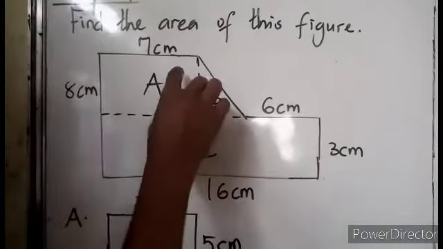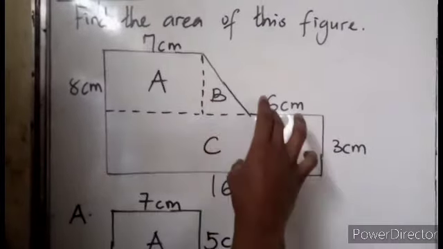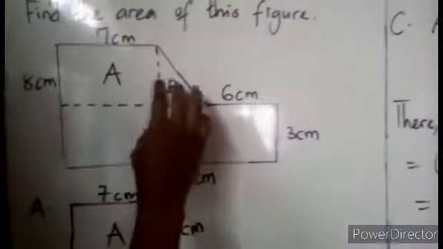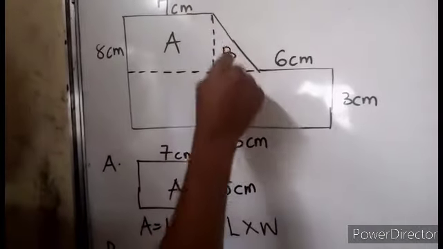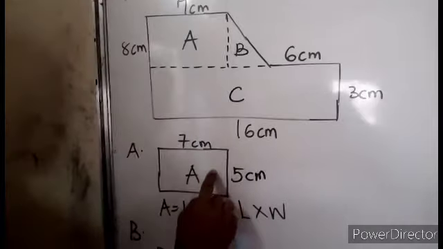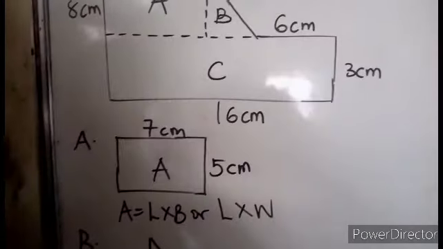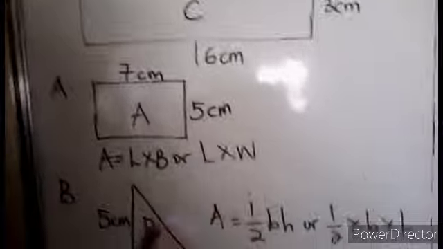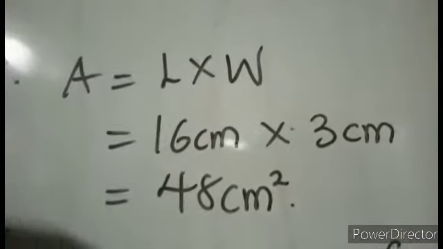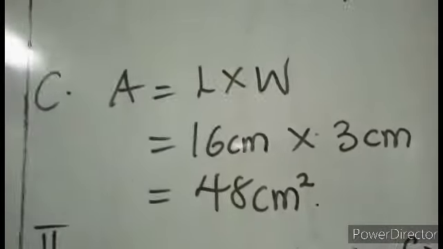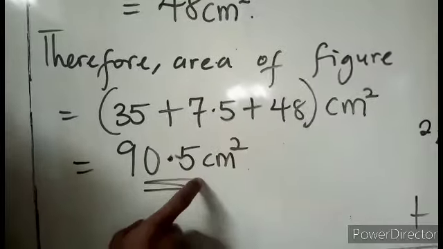Alright, so I tried to put it into segments. Segment means I tried to bring out the shape into lower form. I separated it. Now I got shape A, shape B, shape C. When we worked shape A, we got 35 centimeter square. When shape B was worked, which is the right angle triangle, we got 7.5 centimeter square. And when shape C was worked, we got 40 centimeter square. Now, the question says the area, so we have to add everything together. When everything was added together, we got 90.5 centimeter square.